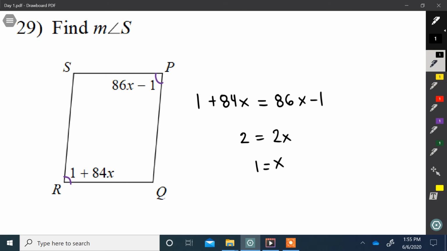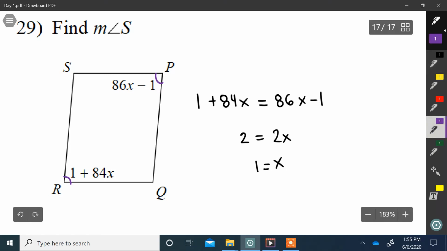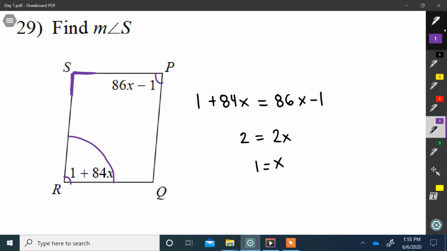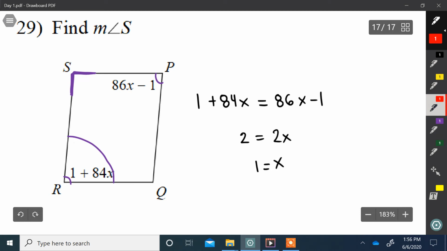Okay, so we're not quite done here. How am I going to be able to figure out what S is? This right here, how is that going to help me? Well, very simple. Let's figure out what this is first. Well, if you plug in a 1 in there, what you're gonna get is 84 plus 1 is gonna be 85.